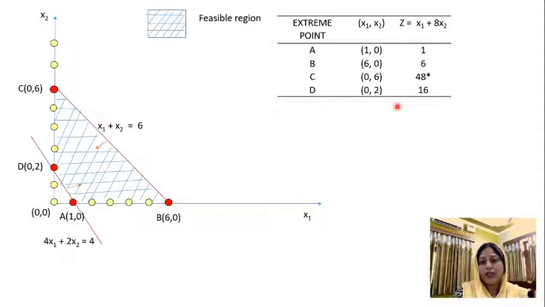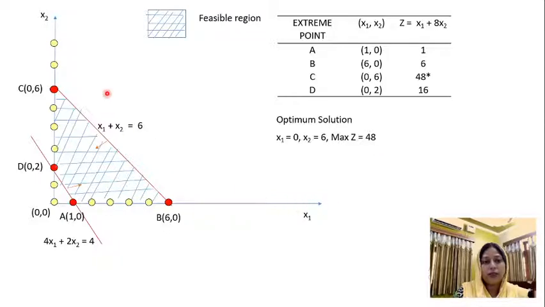So since I need to maximize my objective function, my maximum is 48. Z is 48 coming at this point, C is equal to 0, 6. That means I need to manufacture 0 units of x1 and 6 units of x2 in order to maximize my profit at 48 rupees, if the problem is mentioned in rupees, otherwise units. So the optimum solution is x1 is 0, x2 is 6 and maximum Z is 48.